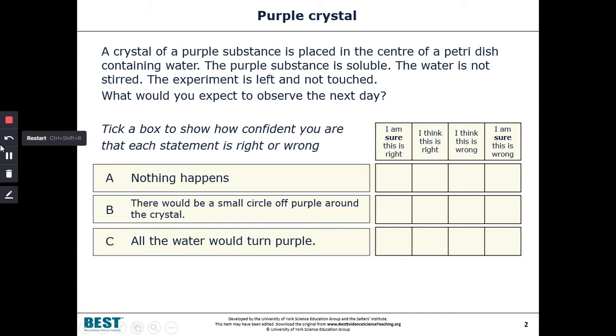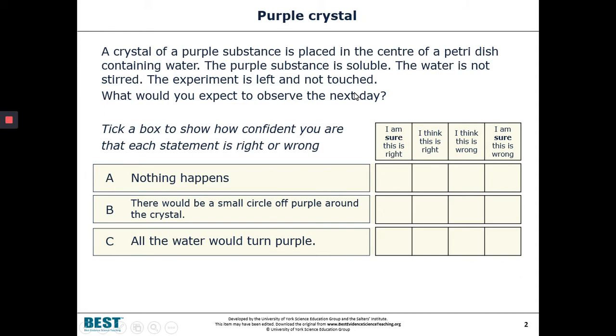And in this experiment, they call it a crystal of a purple substance. So I'm going to pause here and let you have a read of the question. In the question, it explicitly states that the water is not stirred, and that might be something that you want to draw your students' attention to, because it allows you to identify the misconception that in order for dissolving to happen, the person doing the experiment must stir it in order to get the particles moving, which of course is not correct.